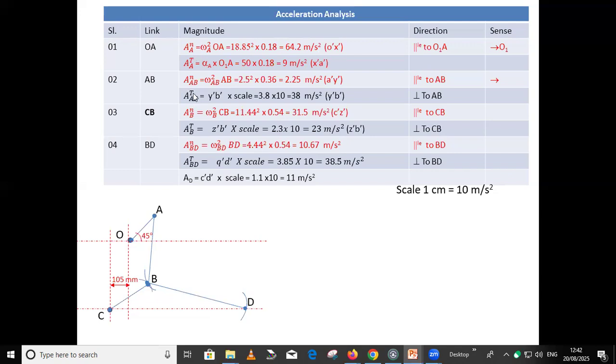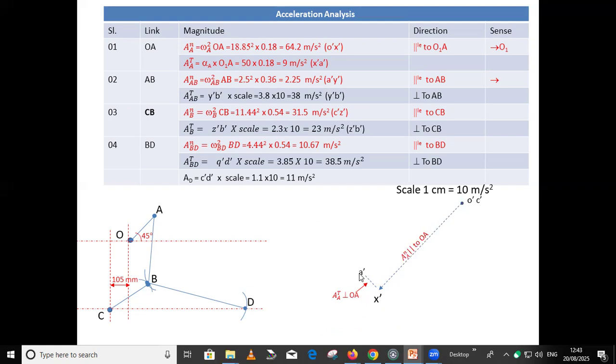Then normal component of link AB, r omega square, is 2.25 meter per second square. For CB it is 31.5 meter per second square, and for BD r omega square is 10.67 meter per second square. Now for all these cases, first we look at O dash and C dash, that is fixed point. Then normal component is parallel to link, tangential component is perpendicular to link. Okay. Now this is in upward direction. Why? Because it rotates in anti-clockwise direction. That's why this tangential component is in upward direction.